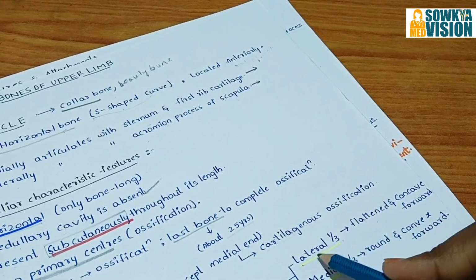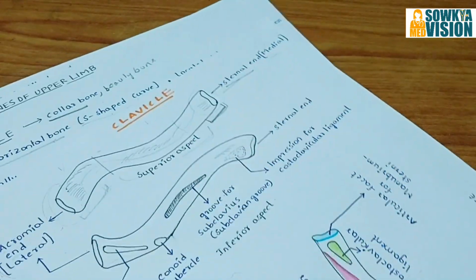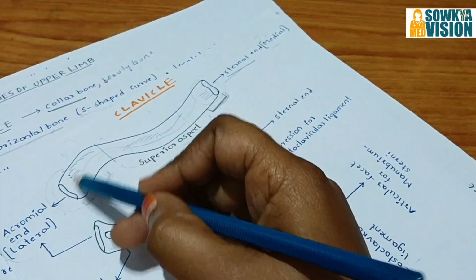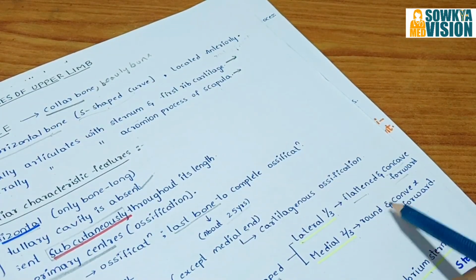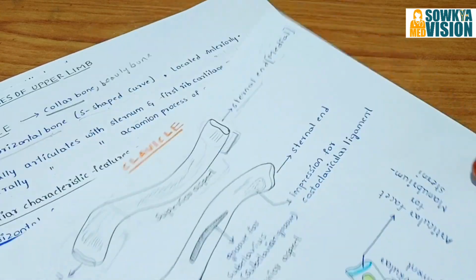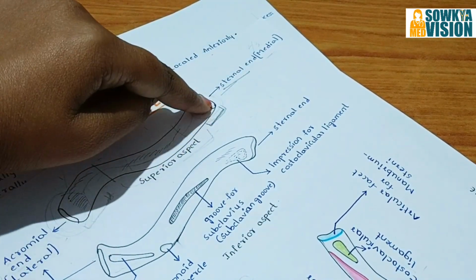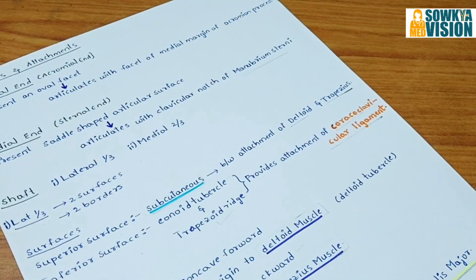Yes, the lateral 1/3 is flattened, with a forward concavity. See, this is a concavity laterally. Yes, which is flattened. And again, the medial 2/3 is round and convex forward. See, this is convexity. Convex forward. You got me, right? And now, let's see the features and attachments of the clavicle.